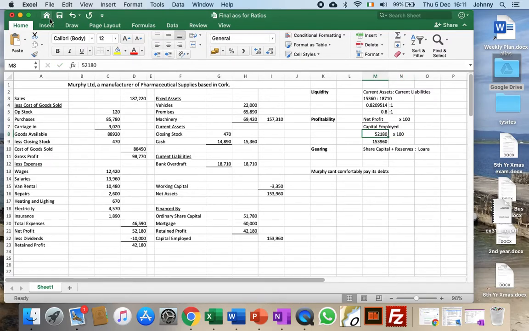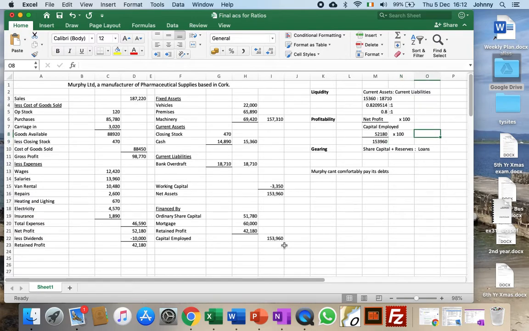Now, what does this mean? This means that this amount of money, 153,000, was invested in the business by shareholders and by a bank. Initially the shareholders put 51 grand in, and they allowed us this year to keep retained profit of 42 grand. As well as that, we had a bank that lent us 60 grand. So we had a total of 153 grand put into the business. We could have put the 153 grand into a bank account instead, but we put it into a business. Did we make a good profit from it?